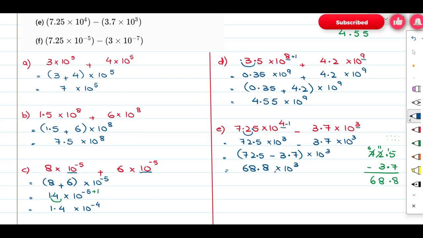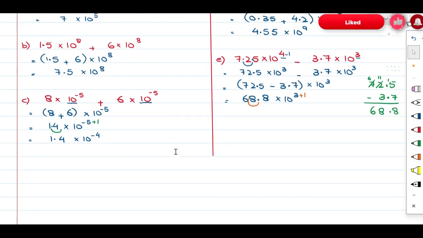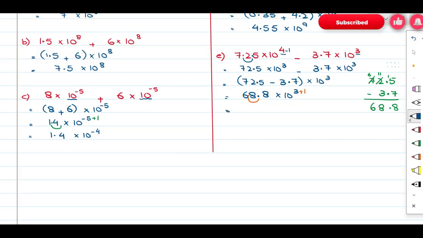Now this is not in standard form. What is the problem in this answer? This number, the integer, that is okay, but 68.8 is not in the range 1 and 10. So we have to make this number in the range 1 and 10. How is this possible? For this we have to move the decimal point 1 unit left by adding 1. When you're moving left, you add 1 in power. Now the simplified answer is 6.88 multiply 10 to the power 4. Now this is a simplified answer in standard form, right?